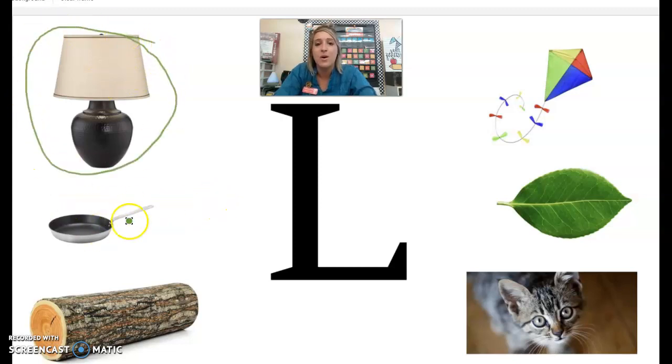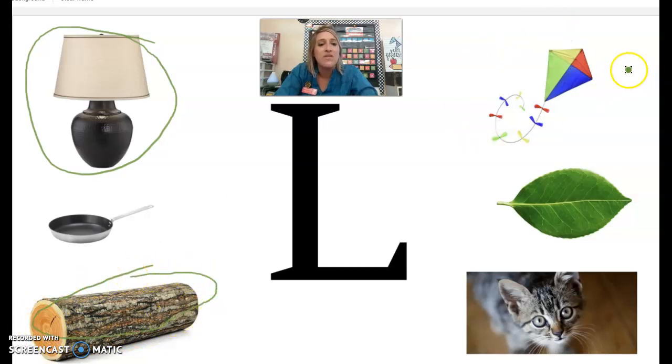All right. Next we have a pen. Pen. Do we hear "l"? Nah. All right, down here we have a log. Log. Do you hear "l" at the beginning of log? Good, me too. I'm going to circle it.